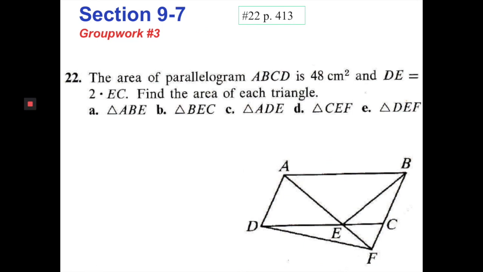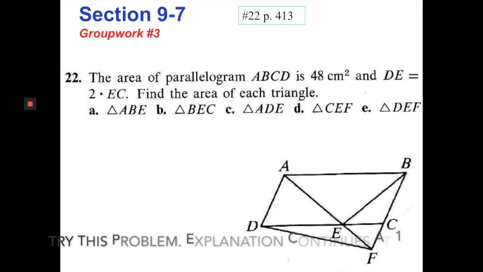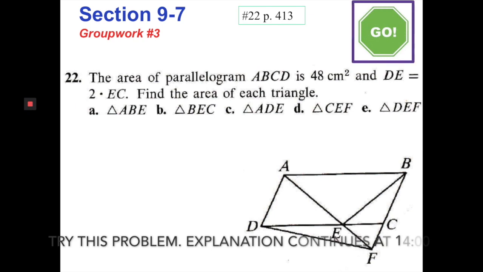I think I've assigned this one before, so let's give it a shot, see if we can get it. The area of parallelogram ABCD is 48 square centimeters, and DE equals 2EC. Find the area of each triangle. All right, there's your diagram. Hopefully you're marking it up. Hopefully you're recopying it, because recopying and marking it up is a good way to get unstuck on problems and persevere and work through it. Take a few minutes, ready, set, go, unpause, and we'll review together just afterwards.